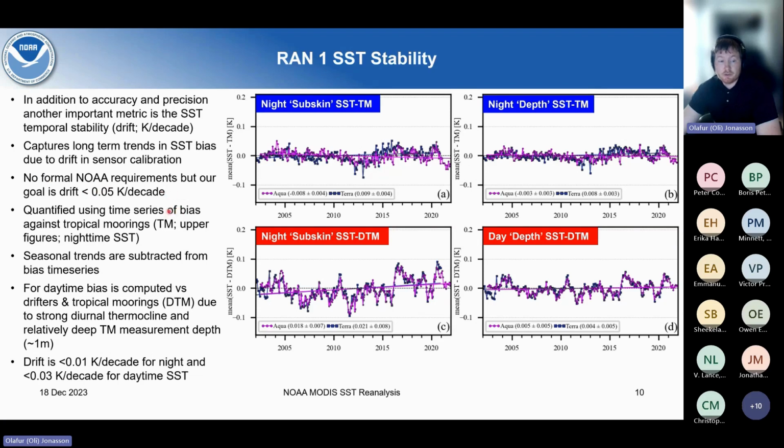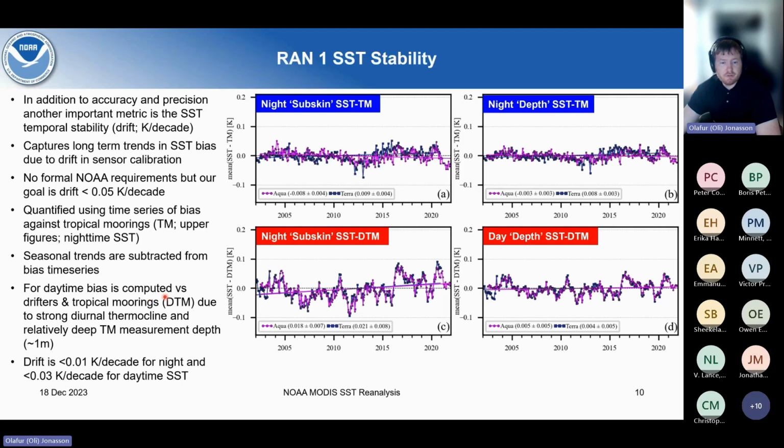The stability is quantified using a time series of bias against tropical moorings. That's the upper figure for nighttime SST. We subtract the seasonal trends to just see the long-term trends. The mean drift is given here for both Aqua and Terra. You can see they're very low, below 0.01 Kelvin a decade in both cases for nighttime SST, both in subskin and depth SST. And there's excellent agreement between Aqua and Terra in both cases.